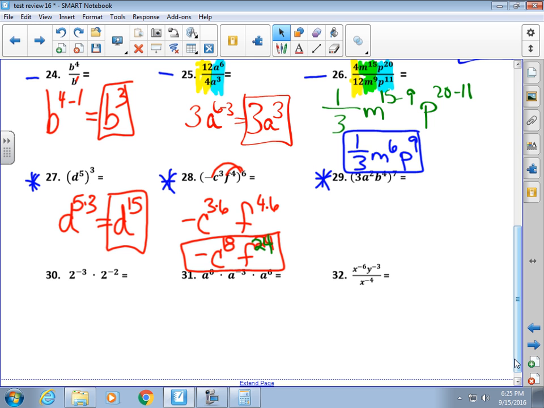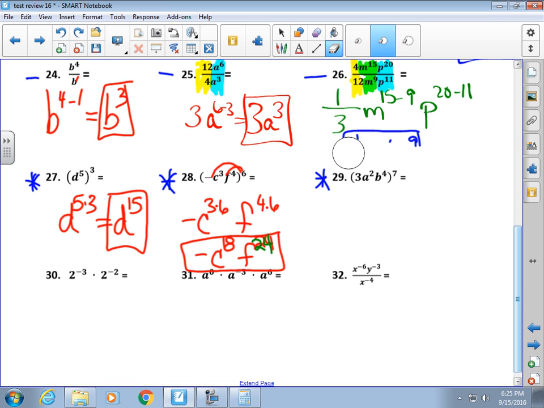Next, I have parentheses. This tells me I need to multiply, so I'm going to rainbow again. I needed some room so I can rainbow. I have a base of b, a base of a, and a base of 3. You can't see my exponent anymore. A base of b, a base of a, and a base of 3. There we go. That's better.